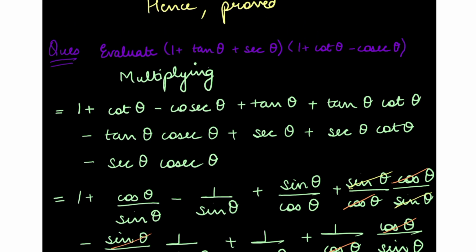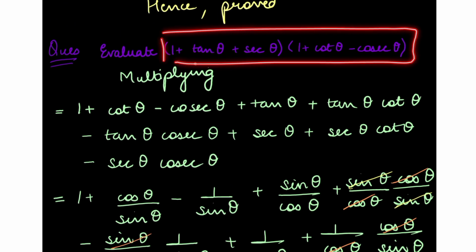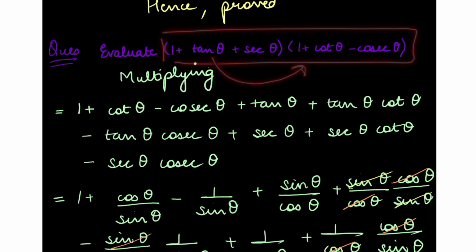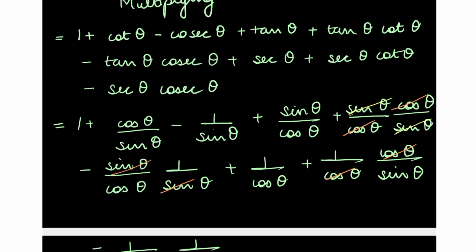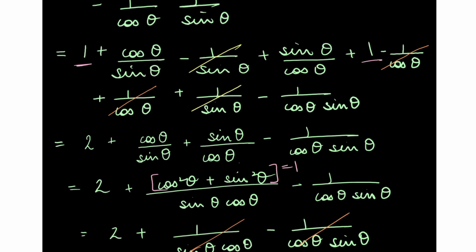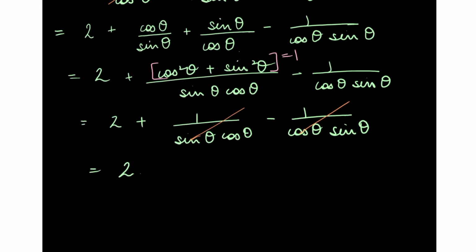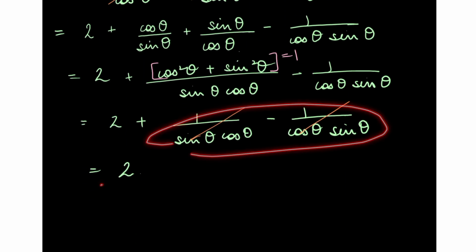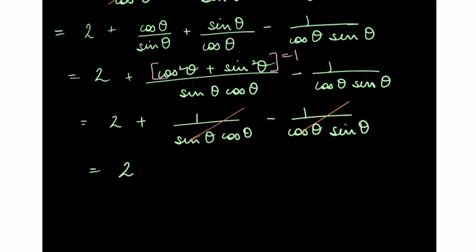This was the initial expression. So what we have done, we have directly multiplied the brackets, then we have converted everything into sine and cos, then we have just cancelled the common terms. We have taken the LCM and again cancelled, and then we are left with finally 2 as an answer.